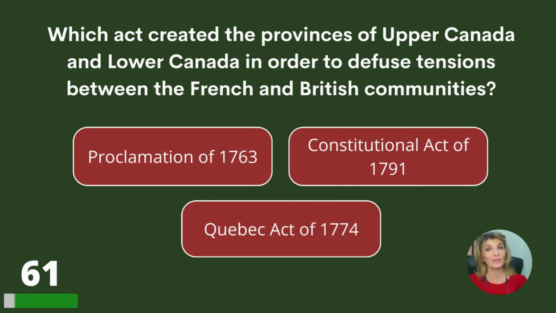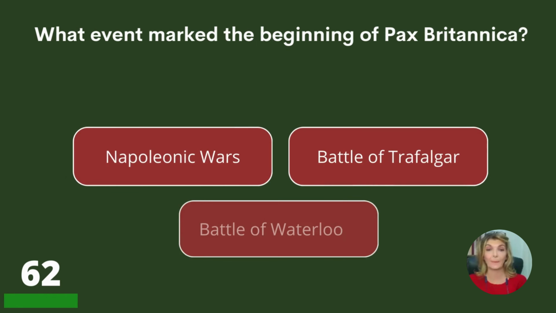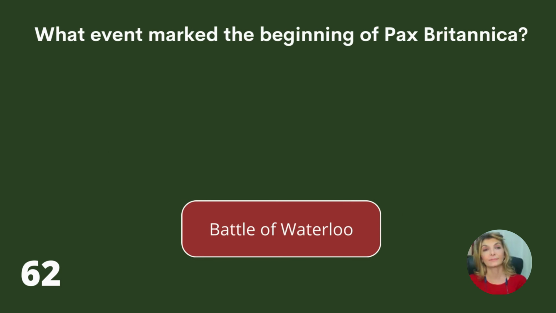Which act created the provinces of Upper Canada and Lower Canada in order to diffuse tensions between the French and the British communities? Proclamation of 1763, Constitutional Act of 1791, or the Quebec Act of 1774? The Constitutional Act of 1791. What event marked the beginning of Pax Britannica? Napoleonic Wars, Battle of Trafalgar, or Battle of Waterloo? Battle of Waterloo.